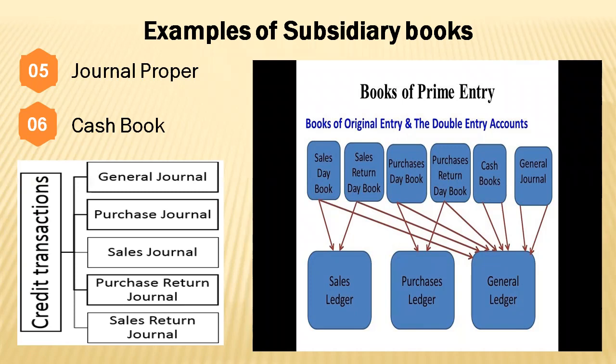Now, from the diagram we have on the left, we have books of prime entries. Like I told you, they are called books of original entries, books of prime entries, or subsidiary books. We have the sales day book and the sales returns book, which you can see inside your sales ledger, while the purchases day book and the purchases returns book can be found in the purchases ledger. Every other transaction, including the sales day book and purchases day book, will be found in the general ledger.